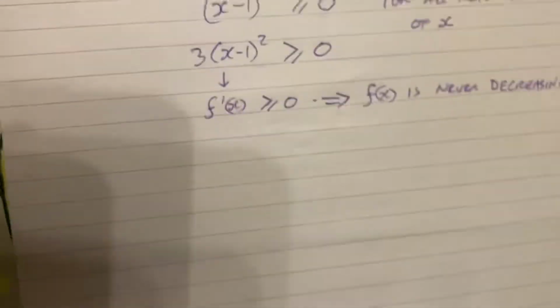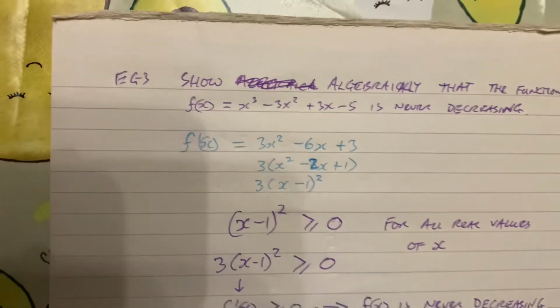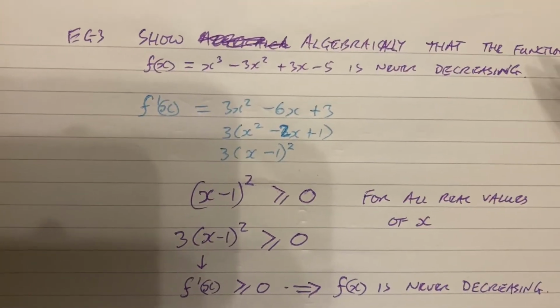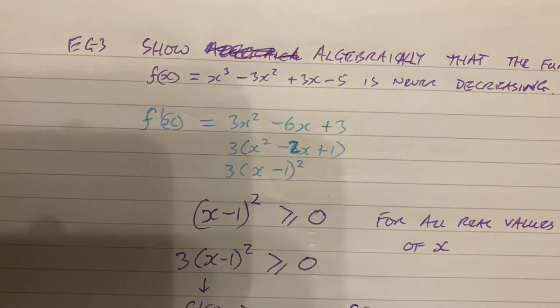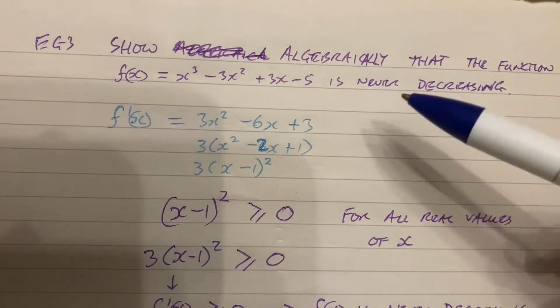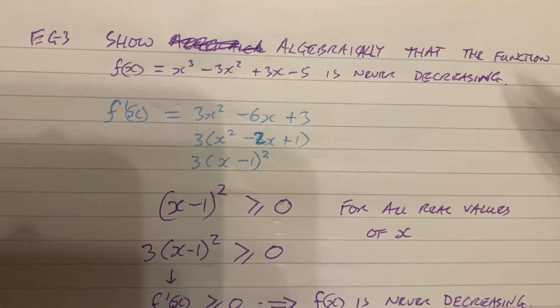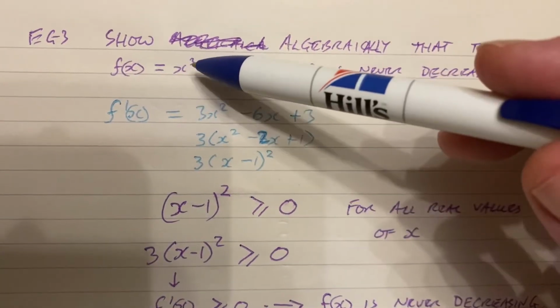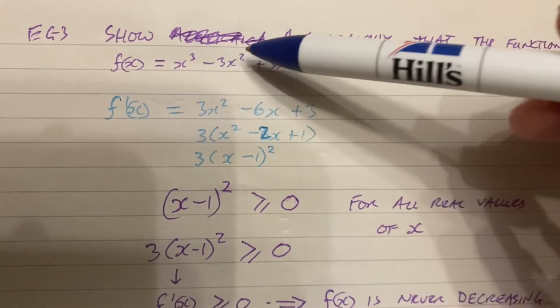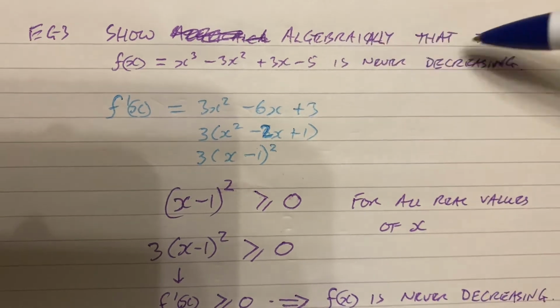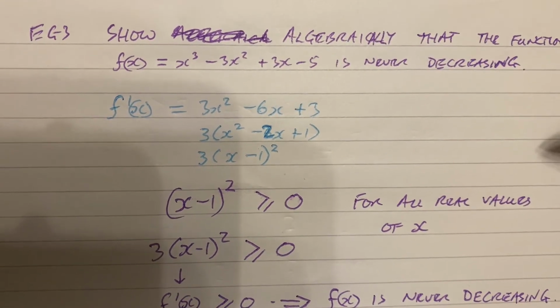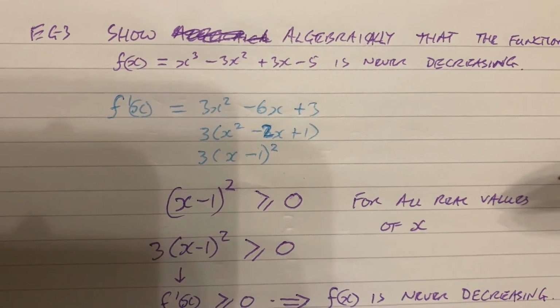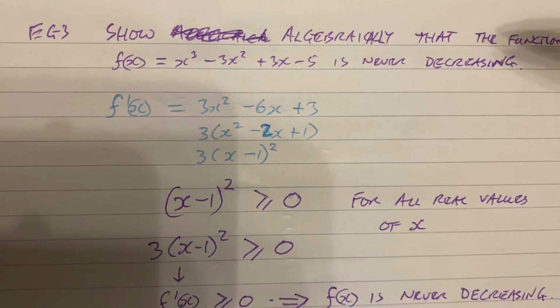Last type of one you're going to get is where it says the words show algebraically. So we can't use our nature table. We've got to show it. It does feel like you're kind of hand waving. So show algebraically that the function f of x equals x cubed minus 3x squared plus 3x minus 5 is never decreasing. Basically we have to show the gradient's either 0 or bigger than 0.